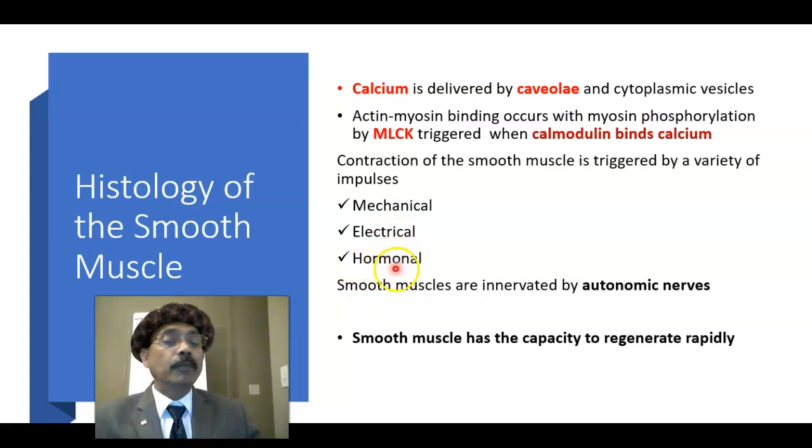During labor, during the delivery of the baby, oxytocin has a very important role in contracting the uterus. In the lactating mom, it has an important role in ejecting milk. Smooth muscles are innervated by autonomic nerves, like sympathetic and parasympathetic. Smooth muscle has the capacity to regenerate rapidly because they are small cells and less organized, so they are rapidly regenerated.